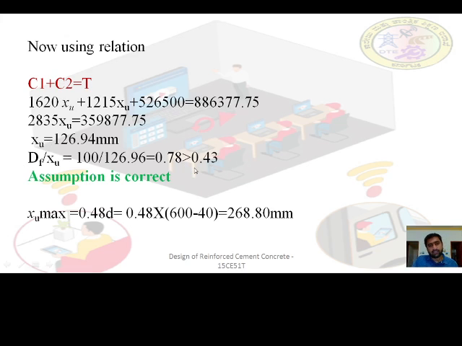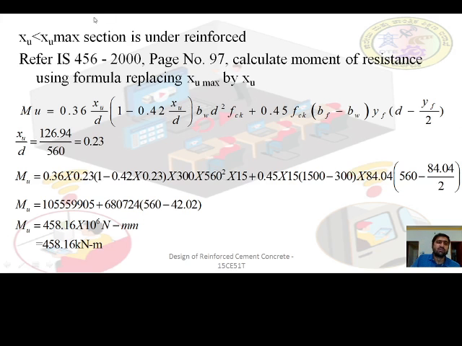So dF by XU we will calculate. The dF by XU value is greater than 0.43. Note it down, this one. So the assumption is correct. Okay, we will calculate XU max. XU max is 268. Actually XU is 126.94, but XU max is 268. So XU is less than XU max. So the section is under reinforced. Once again we are under reinforced.